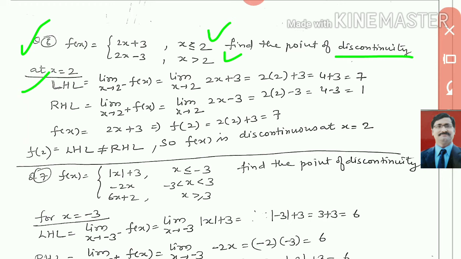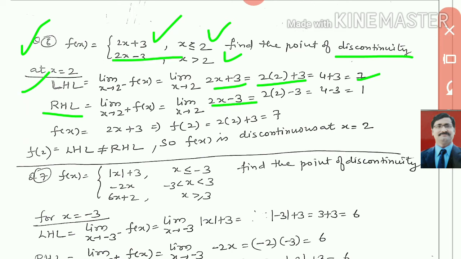So left hand limit is limit x tends to 2 minus f(x). 2 minus means less than 2. Less than 2 we have the value 2x plus 3. So you can put 2x plus 3. In place of x you put 2, you get 2 into 2 plus 3, means you get 7. And right hand limit means limit x tends to 2 plus f(x), and 2 plus means here more than 2. More than 2 the value is 2x minus 3.